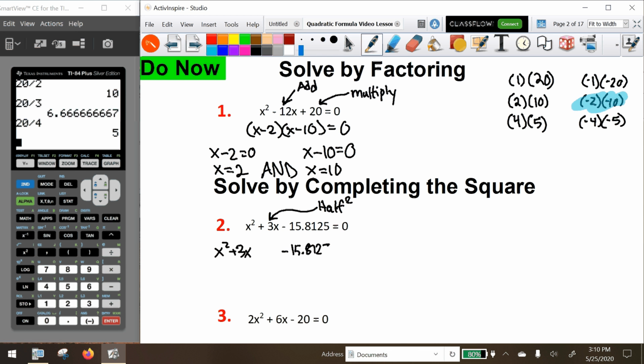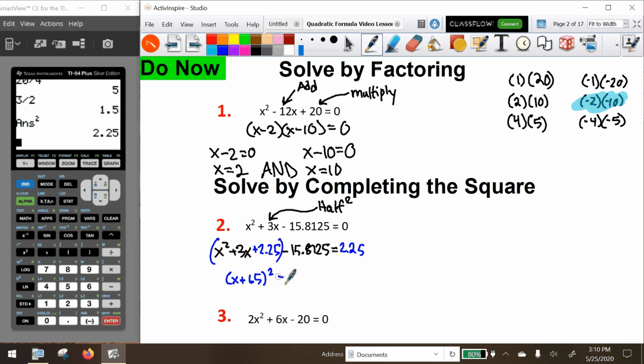And 1.5 squared is 2.25. So all I did was I took half of 3 and then I squared it. That's 2.25. I have to add that on both sides of the equal sign. Otherwise, I'm changing the problem. As long as I add it on both sides, I'm not changing the problem. All right, now what we've created is what's called a perfect square trinomial here. x squared plus 3x plus 2.25 is a perfect square trinomial, and that can easily be factored as the square root of x squared, which is x, the square root of 2.25, which is 1.5, and then we use the sign of the x coefficient, which is a positive sign. So we have x plus 1.5 squared.